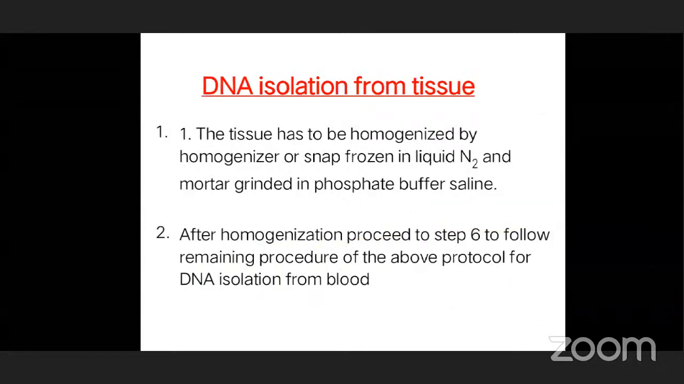Then see this slide. As per your journal, DNA isolation from tissue. The tissue has to be homogenized by an instrument, a homogenizer, or snap frozen in liquid nitrogen and ground with a mortar in phosphate buffer saline. Here, phosphate buffer saline is used for homogenization of the tissue. After homogenization, proceed from step 6 and follow all the remaining procedure as per the above protocol for DNA isolation from blood.